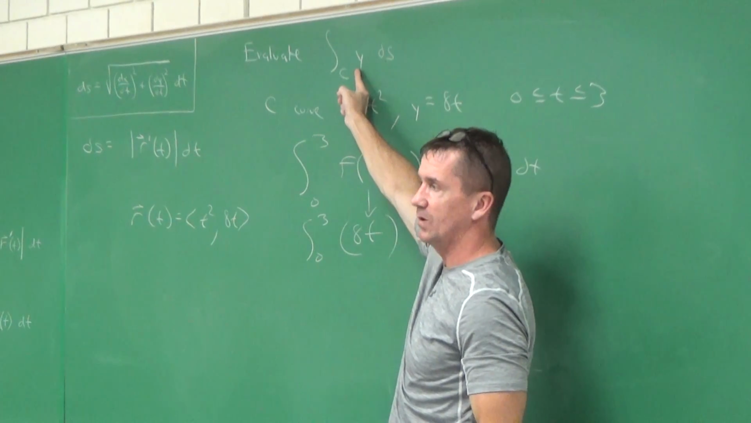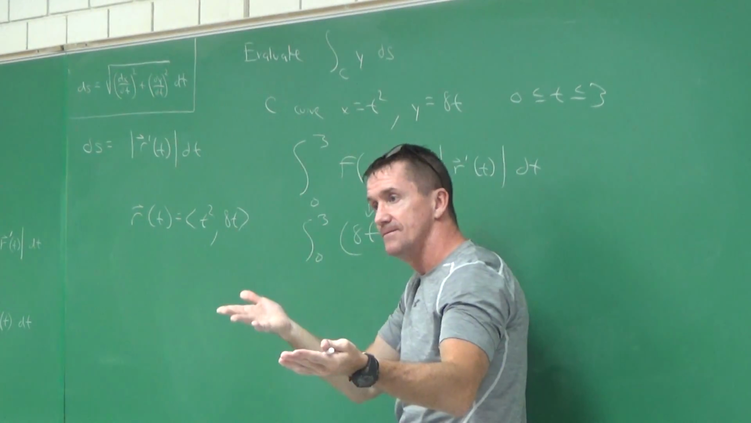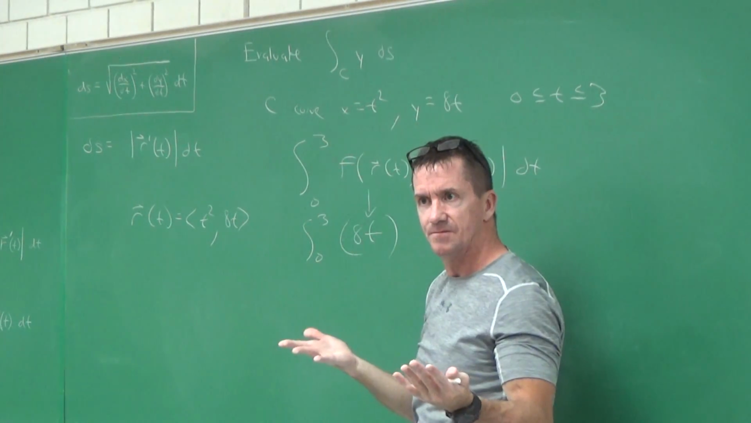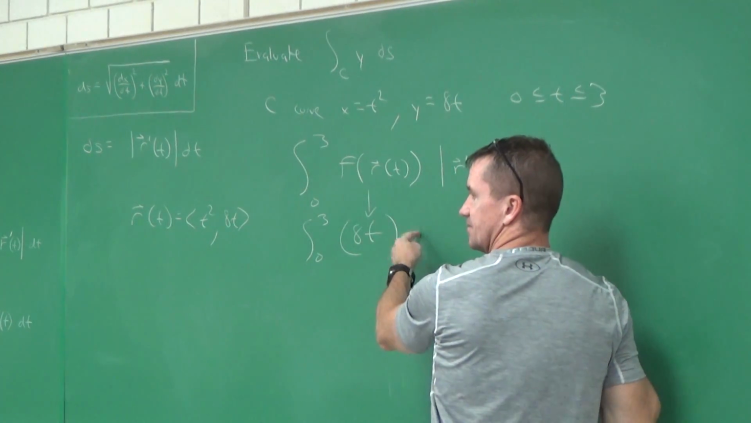That's 8t. Why? It had a y. So what if this had an x? I would have put the t squared. What if this had xy? I would have multiplied. Did you follow me? We're just looking at whatever they have here and substituting. Very good. Well, what goes next for this line?